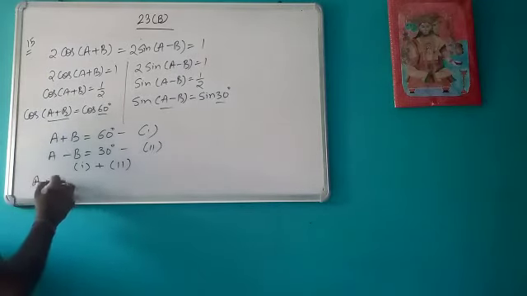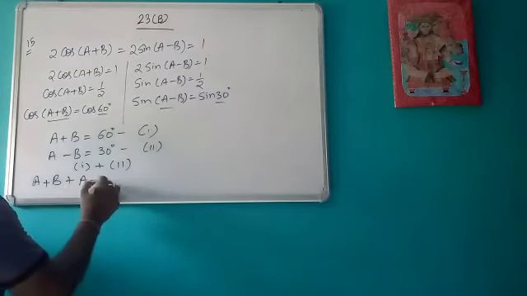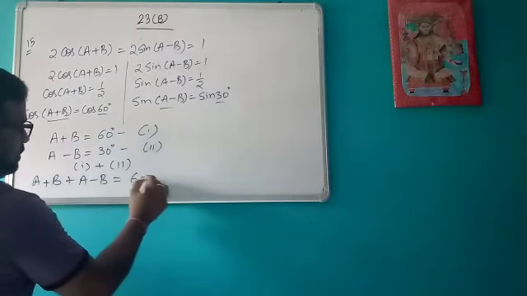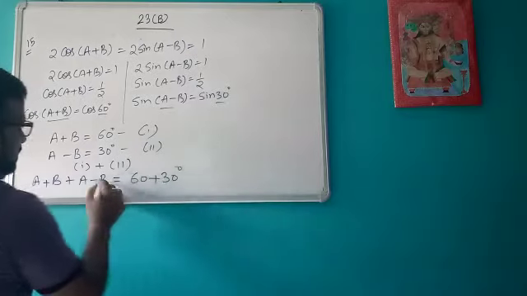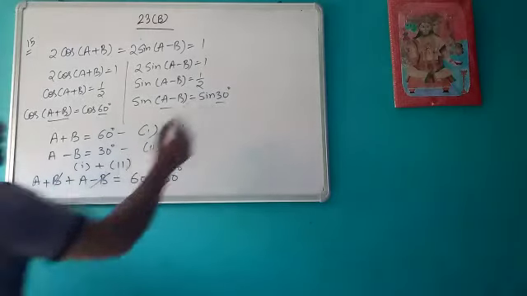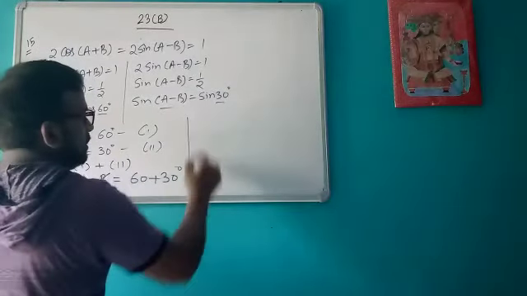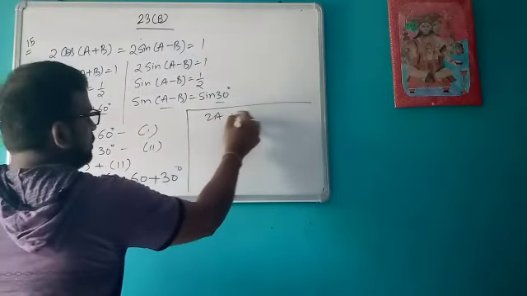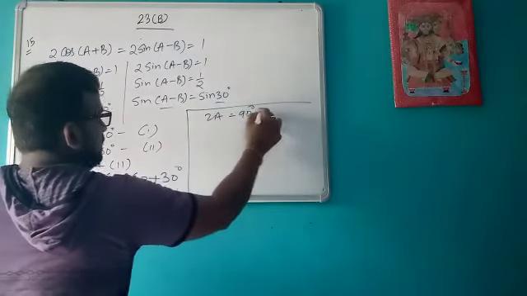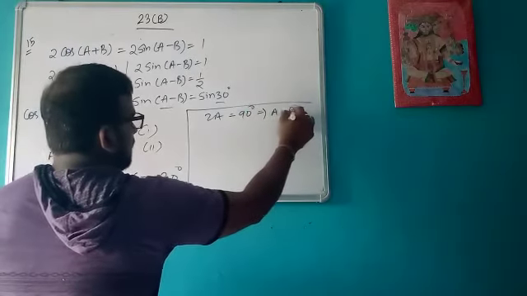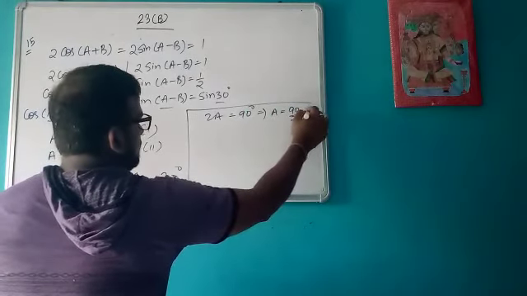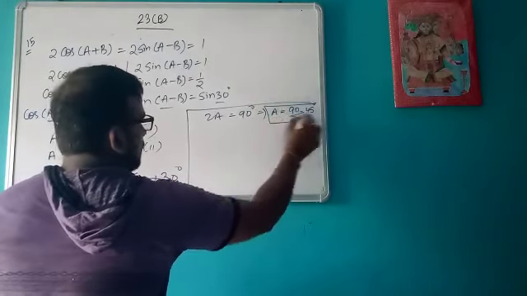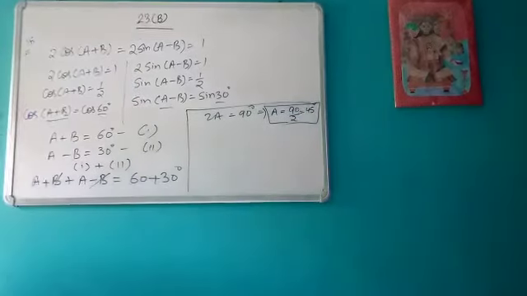So like this you can add: A plus B plus A minus B equals to 60 plus 30. See, B and B cancel. So what you will get? You will get 2A equals to 90 degree. That means what is A? 90 by 2, that is 45 degree. So this is our value of A.